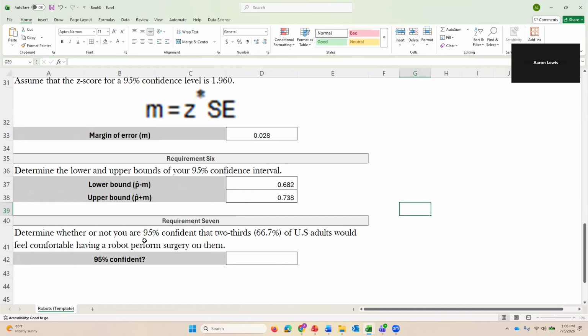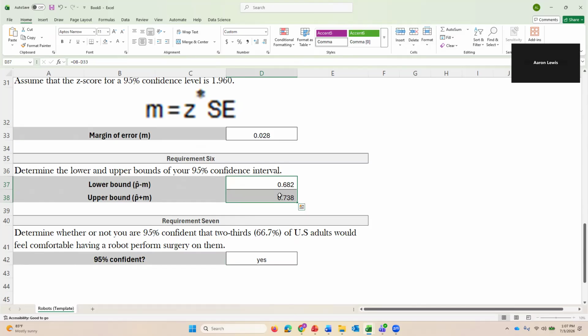So our claim here, if we wanted to make a news report and say in it that we are 95% confident that at least 2/3 of US adults would feel comfortable having a robot perform surgery on them, do we have the data to back this up? And the answer to that is yes. And the reason why is because every number in our confidence interval, from the low end to the high end, exceeds the number that we have, exceeds our condition.